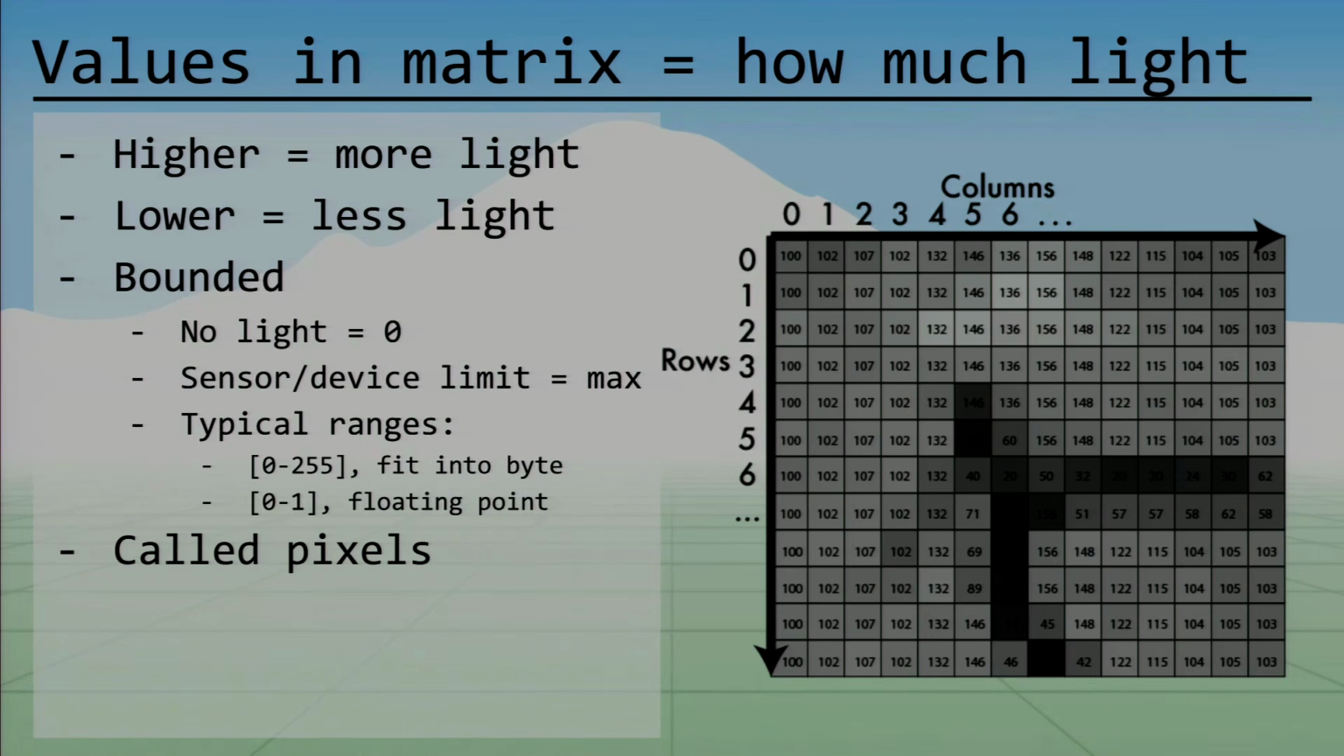There are a few different options for what we use for this range that we want to be able to span. A lot of times, in terms of storing images, we want to make them pretty small. So we use bytes.